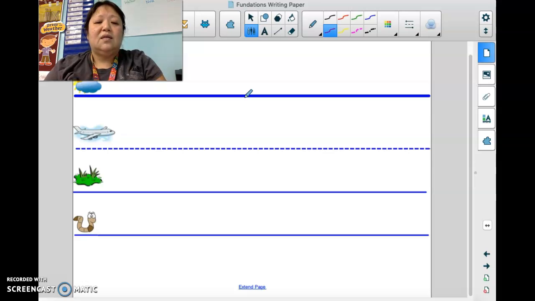We're going to start at the skyline, go down all the way to the grass line. You're going to pick your marker up and you're going to cross it at the plane line. T, T-top T. Rat, rat.